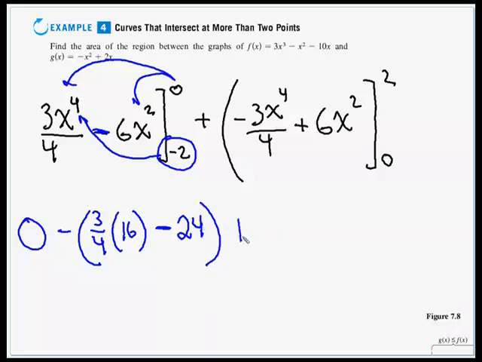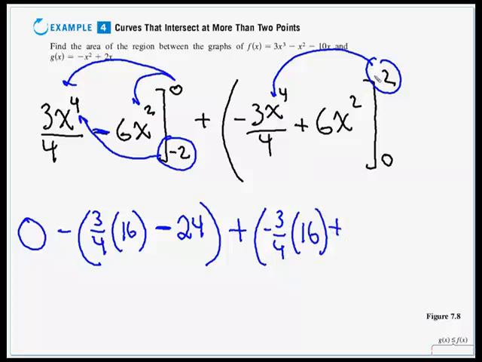And then we're going to have plus, and let's see here, we plug in our upper limit, and that's going to become negative 3/4 times 16, plus, plug the 2 in here, 2 squared is 4, times 6 is 24, and then we minus, plug in our lower limit of 0. Each term does have an x, so those both go to 0, and it would sort of be a minus 0 in there.